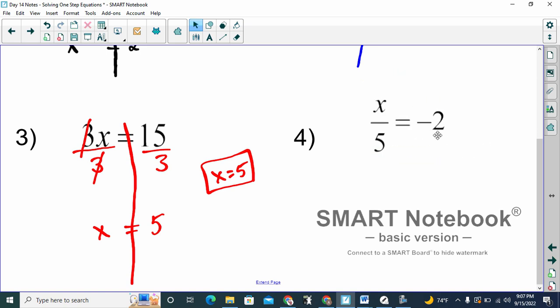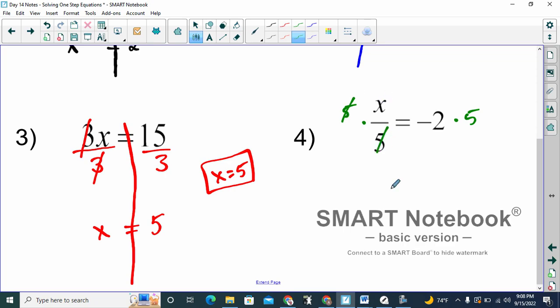Number 4, x over 5 equals negative 2. This is the more common way of writing division. I suppose every once in a while it's possible you might see it written like that. But really in algebra class, you'll see division written as a fraction bar more often than not. So x is being divided by 5 here. We cancel out division with multiplication. You're going to multiply both sides by 5.